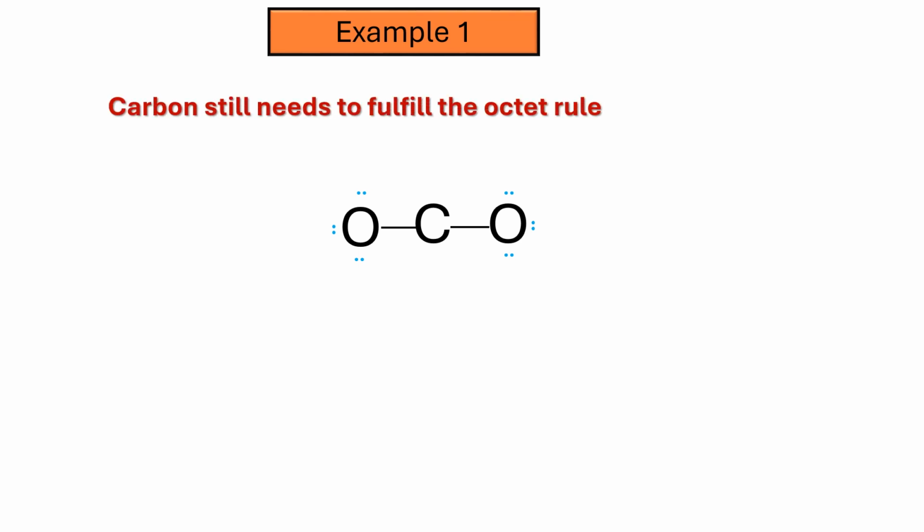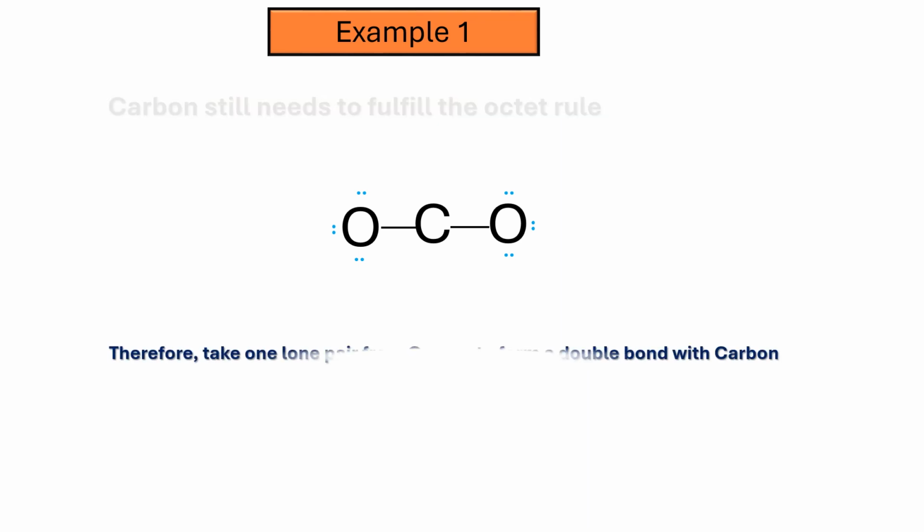Carbon needs to fulfill the octet rule. Remember, atoms share their electrons in order to fulfill the octet rule. So carbon doesn't have 8 electrons, so we need to make sure that it has those 8 electrons. Therefore, we'll take one lone pair from oxygen, from any of these oxygens, to form a double bond with the carbon. So we take this pair of electrons from this oxygen and we create a double bond.